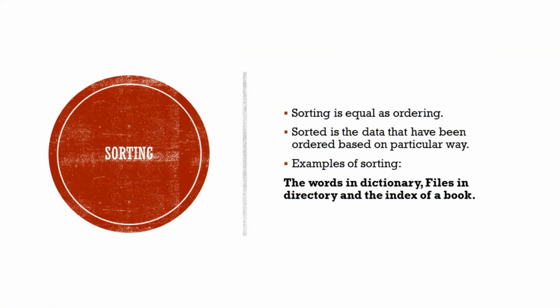Sorting is equal to ordering. Sorted is data that has been ordered in a particular way. Examples of sorting are the words in a dictionary, files in a directory, and the index of a book.